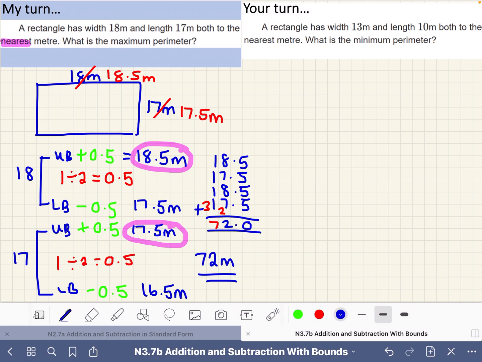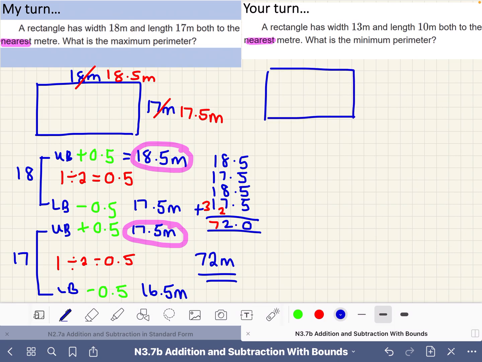Press pause while you try the your turn question. Your turn. A rectangle has a width of 13 metres and length 10 metres. Both are to the nearest metre. What is the minimum perimeter? Remember, this word nearest should make you think of bounds straight away. The question is talking about a shape, but a shape hasn't been given to you in diagram form, so I would draw the shape.